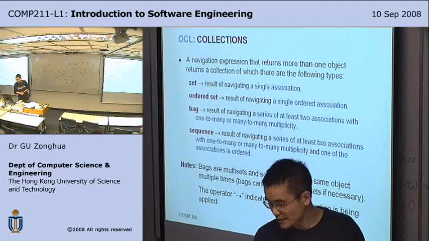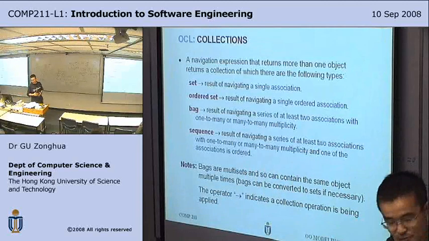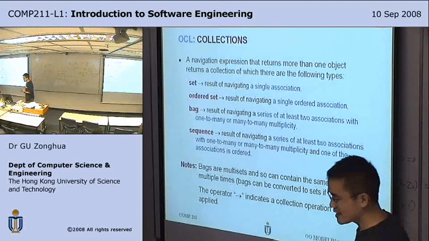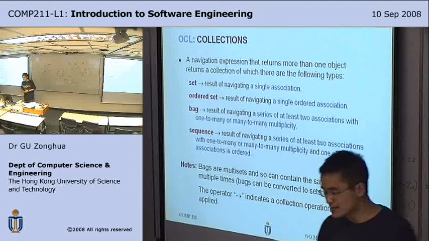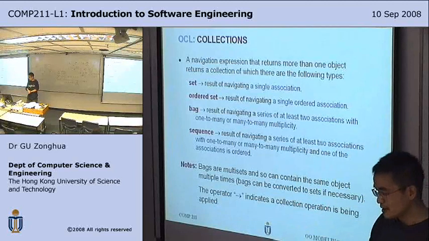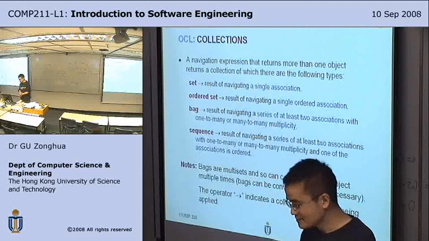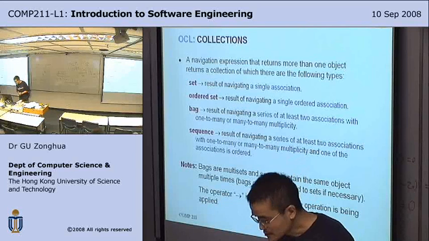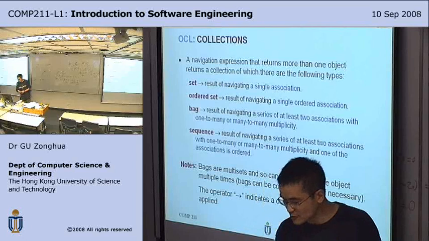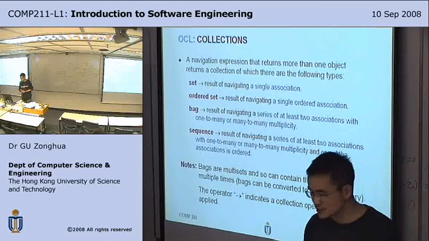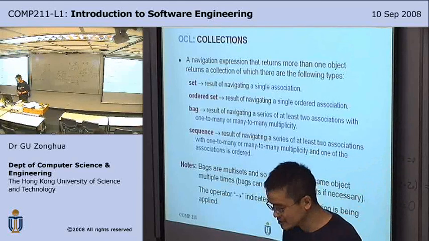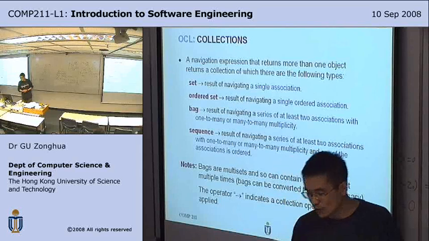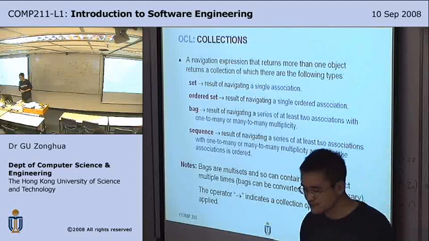For example, you navigate from a country to presidents, and you may get an ordered set, a list of all the presidents from George Washington, ordered chronologically. Or you can have a bag, which is the result of navigating a series of at least two associations with one to many or many to many multiplicity.